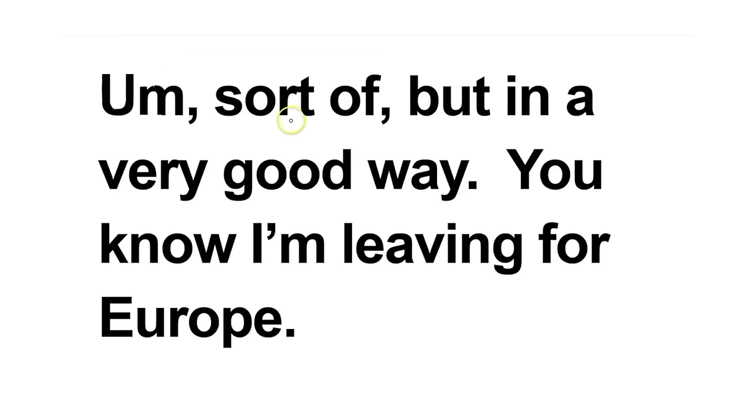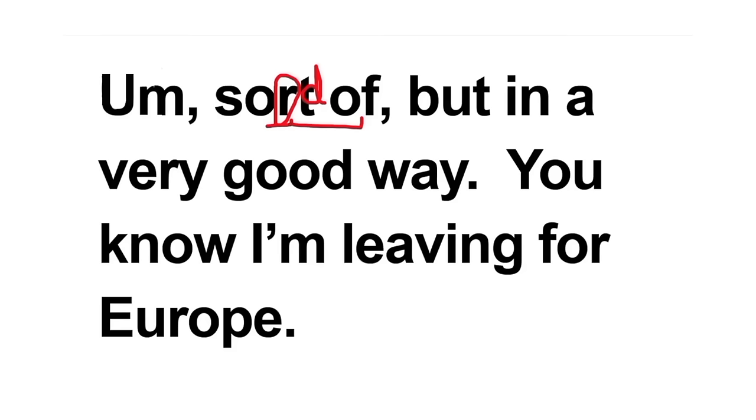Sort of, but in a very good way. Did you notice another flap T here linking the word sort and of? Sort of, sort of, sort of. So it sounded like an American D. I just said that when the T comes between two vowel sounds, it turns into a flap T and can link words. But R is not a vowel sound. The rule is if the T comes between two vowels or after an R before a vowel, that it becomes a flap T. Sort of, sort of, sort of.